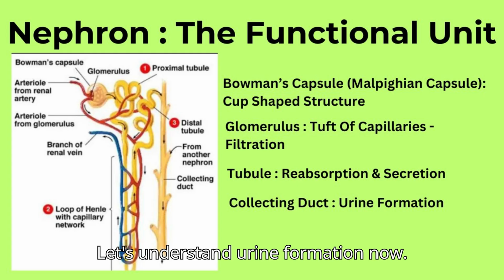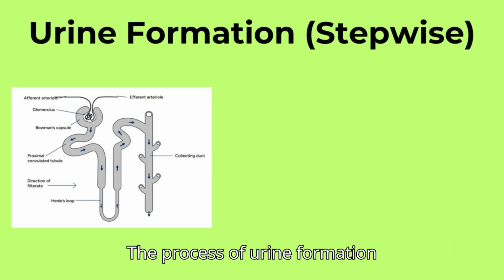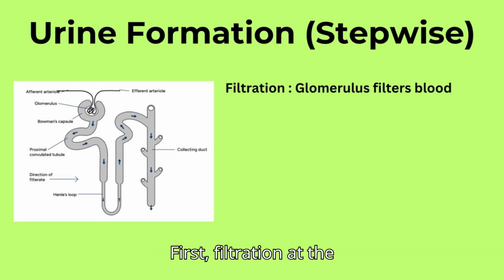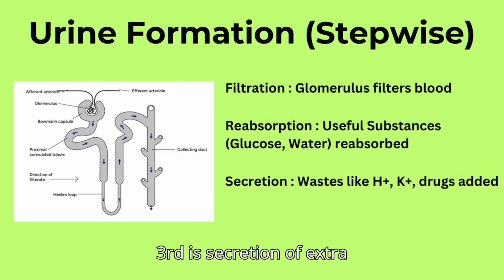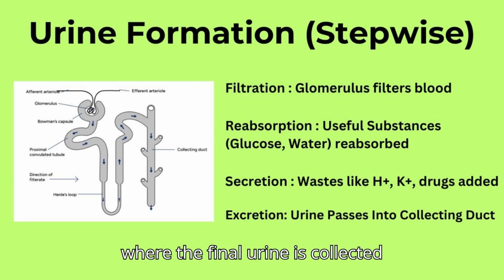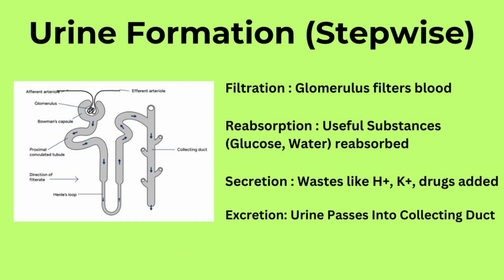Let's understand urine formation now. The process of urine formation takes place in 4 steps. First, filtration at the glomerulus. Second is reabsorption of useful substances in the tubule. Third is secretion of extra wastes into the tubule. And fourth is excretion, where the final urine is collected in the collecting duct and passed into the ureter. So remember, filtration, reabsorption, secretion and excretion.